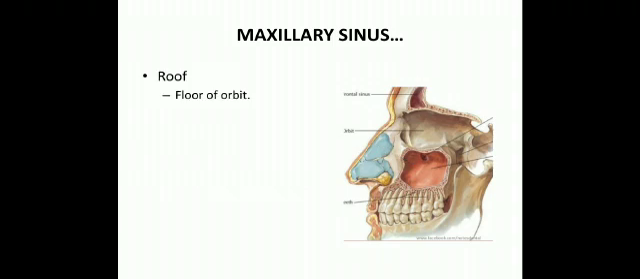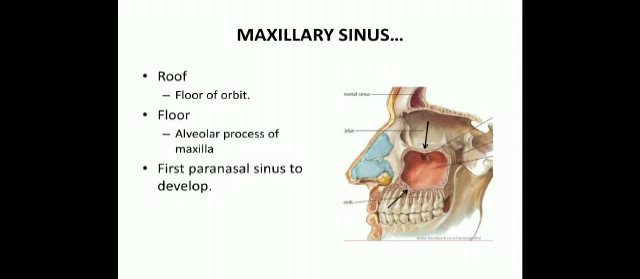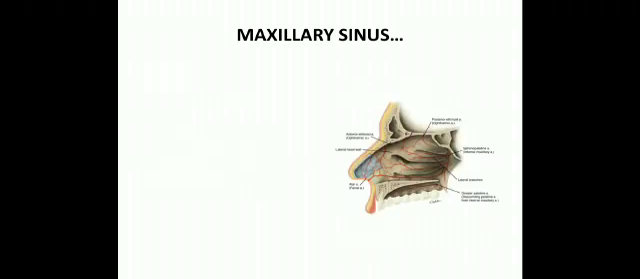The roof is formed by the floor of the orbit, and the floor is formed by the alveolar process of maxilla. It lies 1 centimeter below the floor of the nasal cavity, and it shows some conical elevations which are produced by the roots of the molars and the premolars of the upper jaw. And this is the first paranasal sinus to develop.